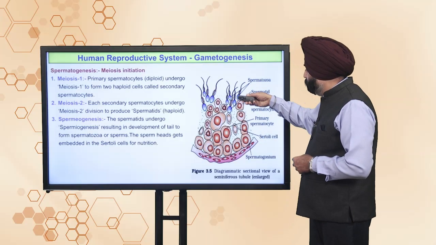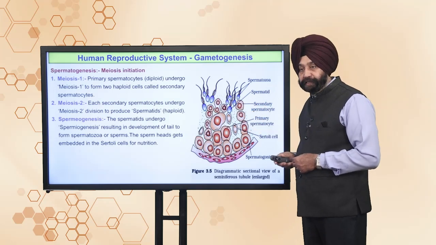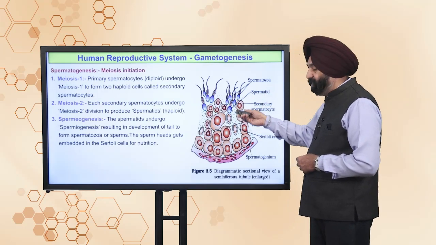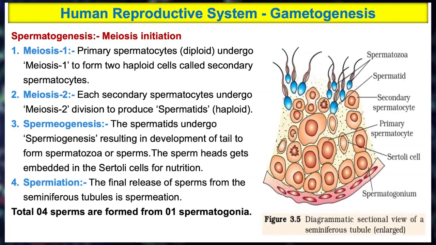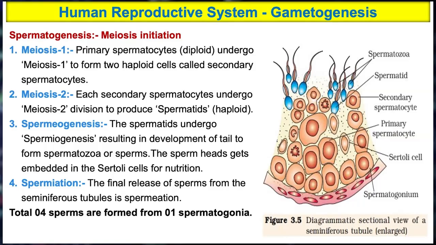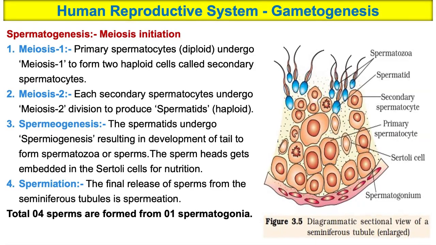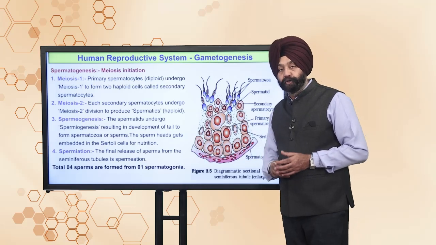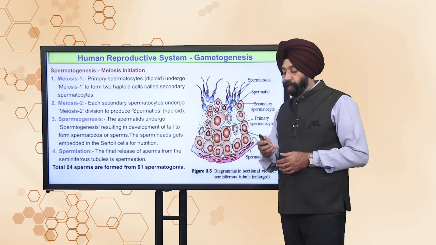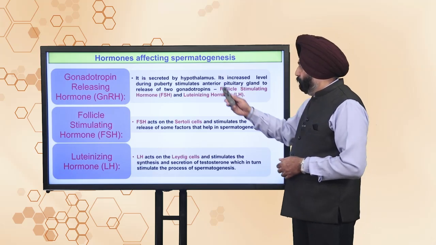These sperms then have their head attached to the Sertoli cells for nutrition, which you can see here. Finally, the fully formed sperms are released from the seminiferous tubule and this process is called spermiation. A total of 4 sperms are formed from a spermatogonium. Now let us see how the hormones affect the formation of sperms.